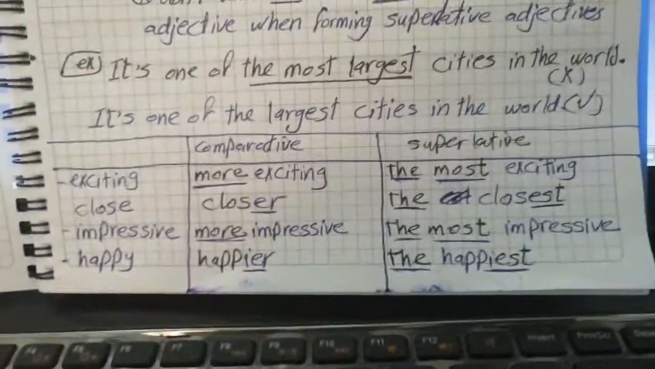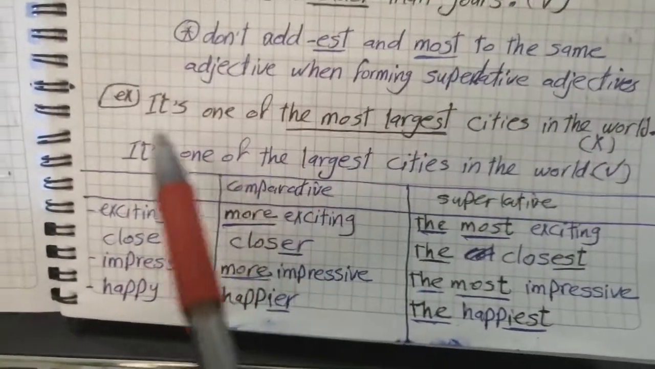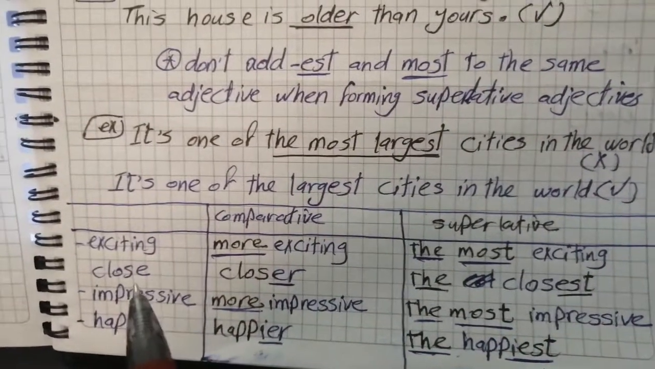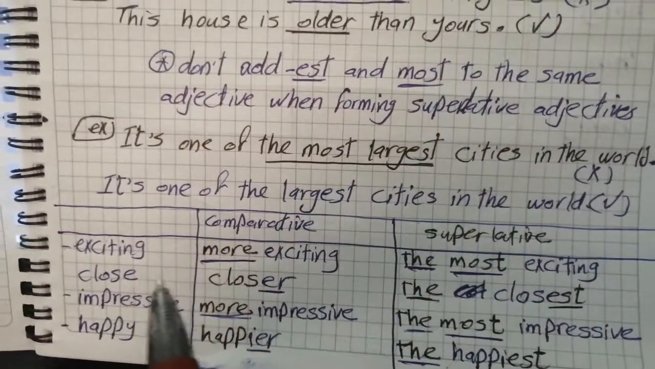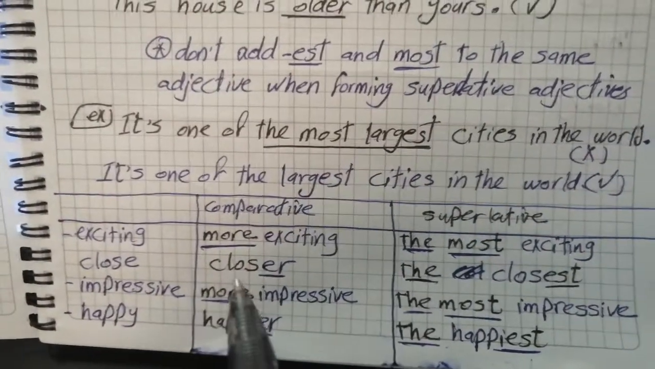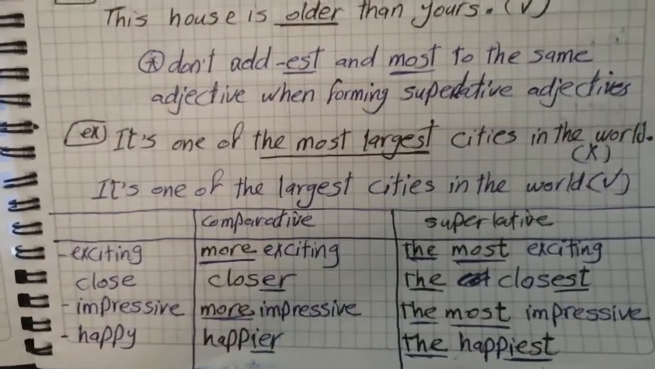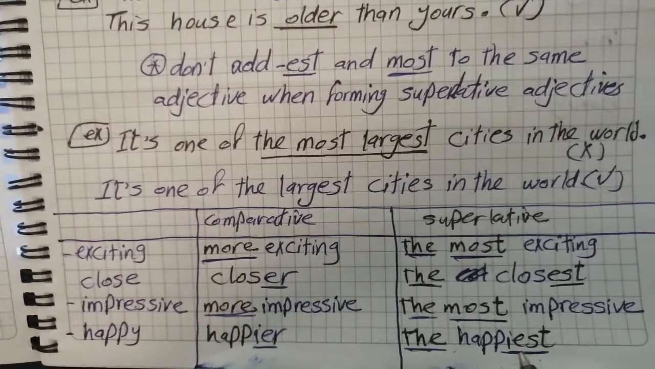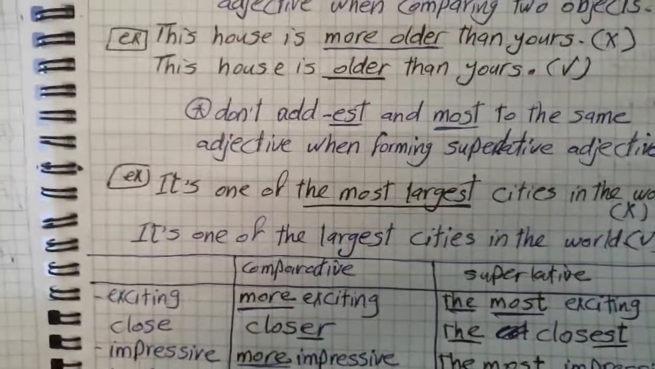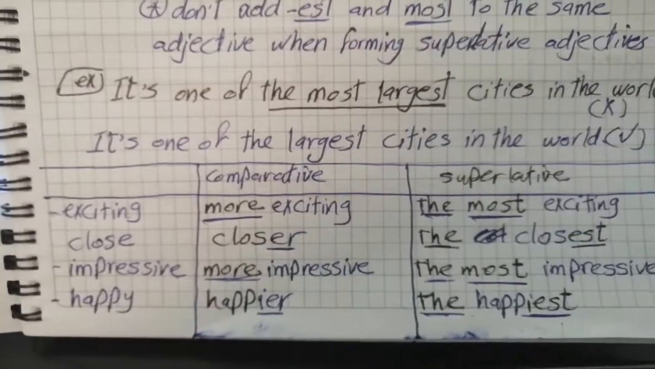For example, here, look at this table. We can have some examples. Exciting: comparative, more exciting; superlative, most exciting. Close: since it's a short adjective, it will be closer, closest. Impressive, a long adjective: more impressive, most impressive. Happy, a short adjective: happier and happiest. Okay, so in this part we learned how to form the comparative and superlative using long adjectives. Thank you.